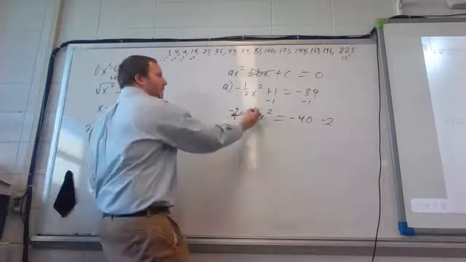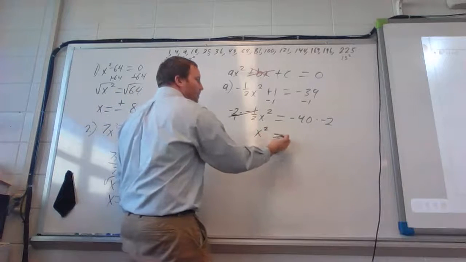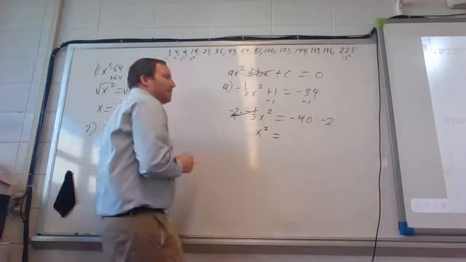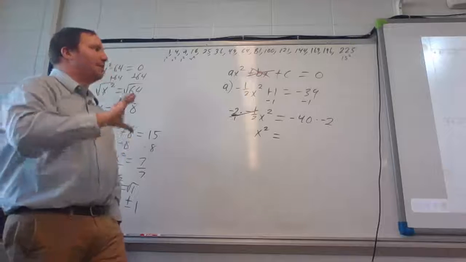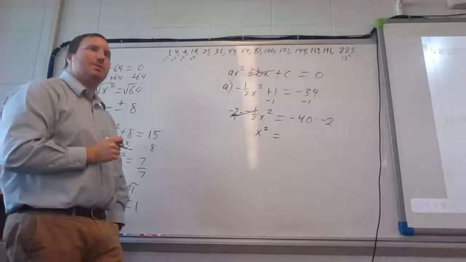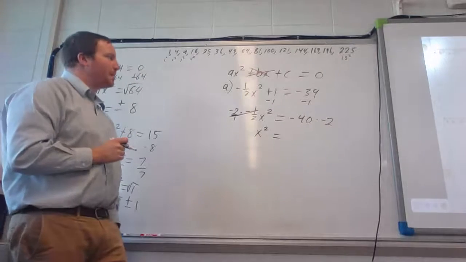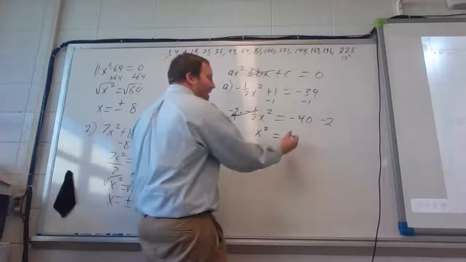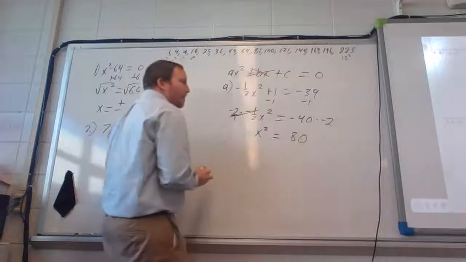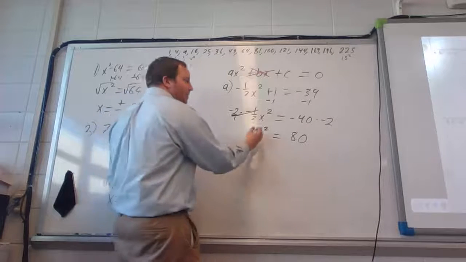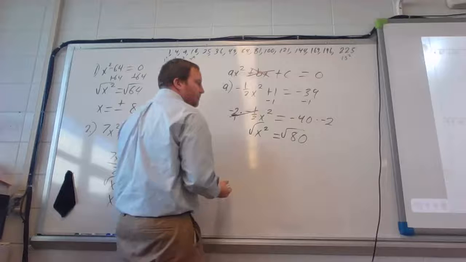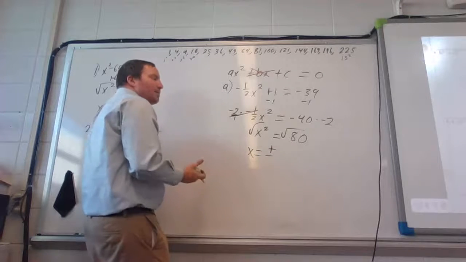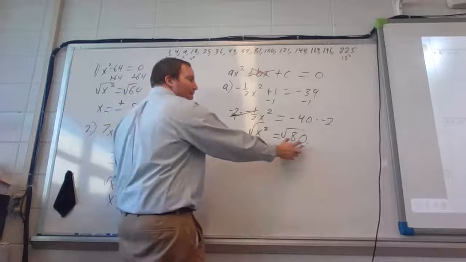So those cancel out on this side. We're left with x squared. That's 20. We're multiplying. Oh, I thought we were dividing. But when you divide by a fraction, you multiply by the reciprocal. So that gets us 80. Then we want to take the square root. So we get x equals plus or minus square root of 80. Now we've got to split this, right?